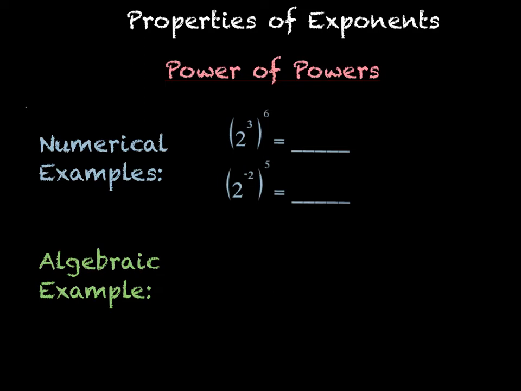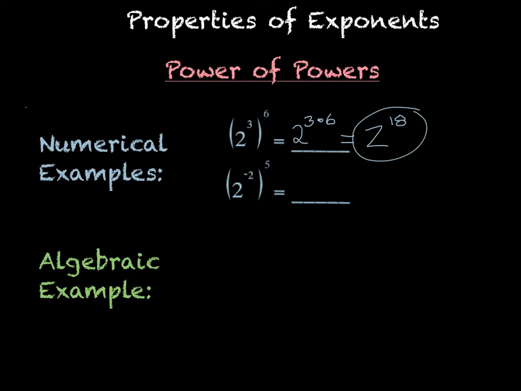Okay, so for the next property, we have the power of powers property. That means when you have something like 2 cubed, or a number to a power, and then there's a power on top of that. So if we have 2 cubed to the 6th, how we would solve that is we would take 2 to the power of 3 times 6. So you're going to multiply the powers. That's 2 to the power of 3 times 6, which is 18. So 2 to the 18th power, and that's your final answer.